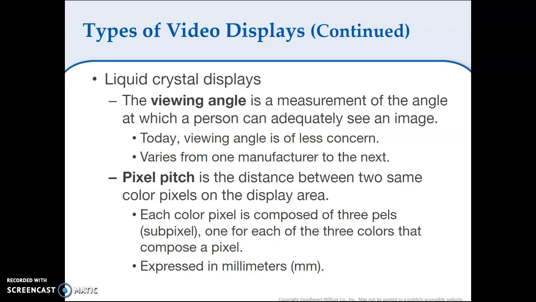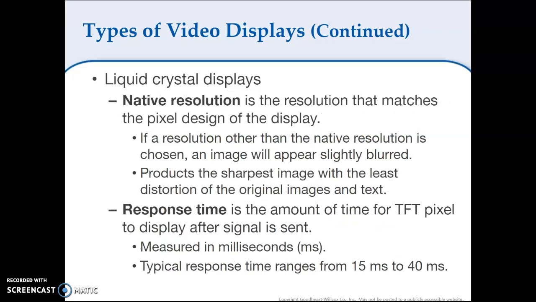Sometimes you'll see on an LCD screen, if you're not looking directly at it, it doesn't look very clear to you. Today, viewing angle is less of a concern. However, it varies from one manufacturer to the next. There's also pixel pitch, which is the distance between two same color pixels on the display area. Each color pixel is composed of 3 pels, which are subpixels, one for each of the 3 colors that compose a pixel. These are also expressed in millimeters.